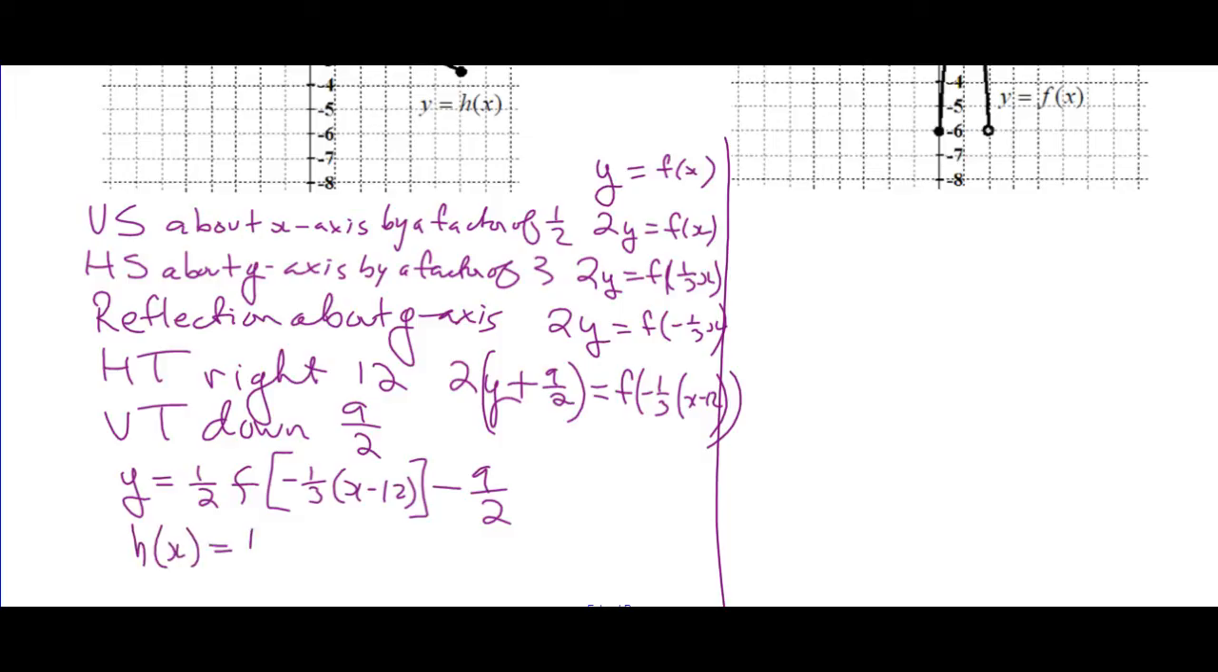So the final step, square bracket, sorry. Minus 9. Okay? Yep.